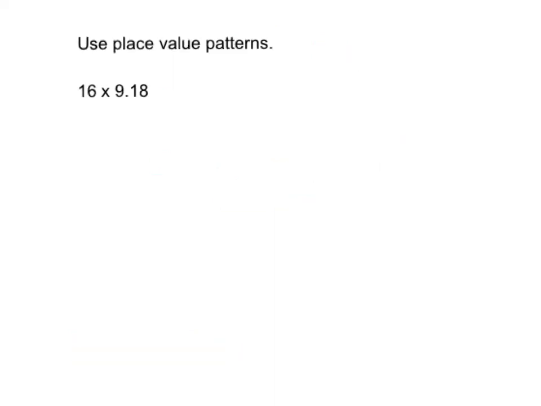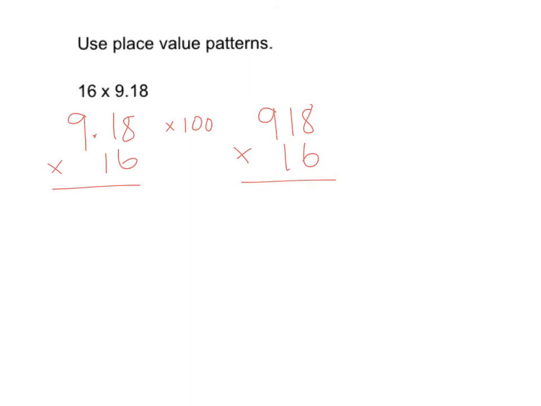Okay, this one we're going to go back to that place value pattern to multiply. So I'm going to set it up like this, 9 and 18 hundredths times 16. I want to make this be a whole number, so I can do that by multiplying by 100. Sorry, by this I mean I want my factor here, 9 and 18 hundredths, to be a whole number. If I multiply by 100, that will make it be a whole number. So 918 times 16, that also, though, changes my product, remember.